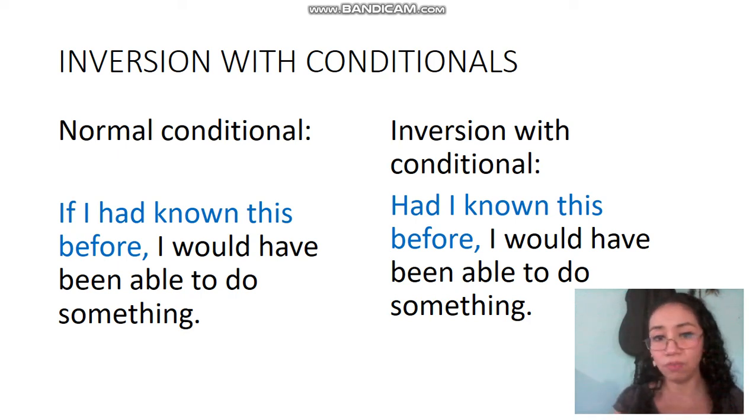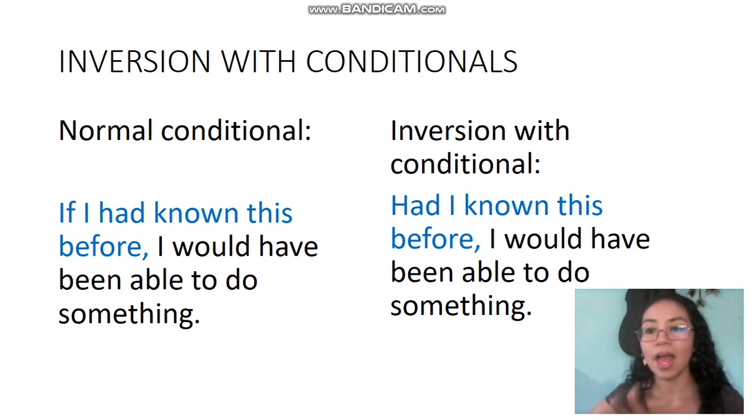If I had known this before, I would have been able to do something, right? We are talking about a situation that is already in the past and there is nothing we can do about it. But probably you are scolding or criticizing someone, like si hubiese sabido, right? How can we make this more emphatic? Well, we do a little inversion here. We eliminate the word if, you notice, and we put the auxiliary first and the subject later. Had I known this before, I would have been able to do something, okay?